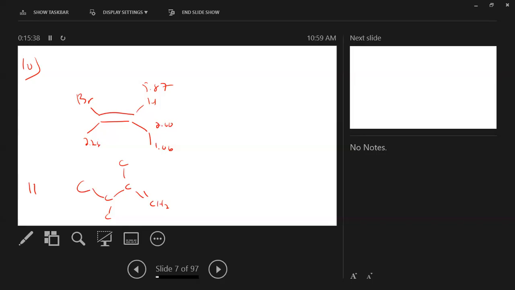So that's what we want to draw. I think they want you to put in the hydrogen, so we'll put them in. That should work. So you should have 11 done now.